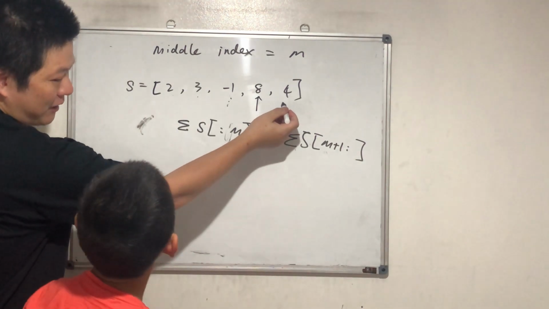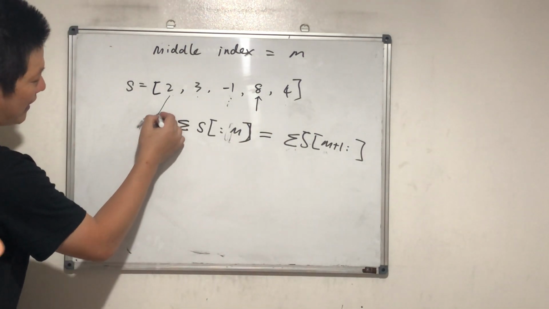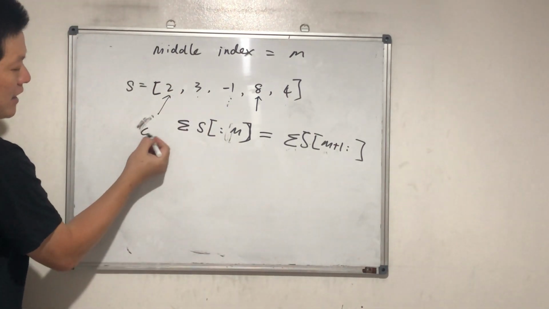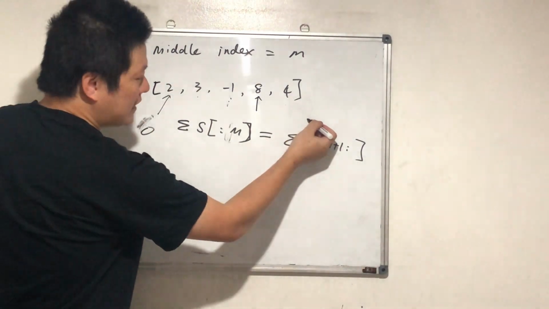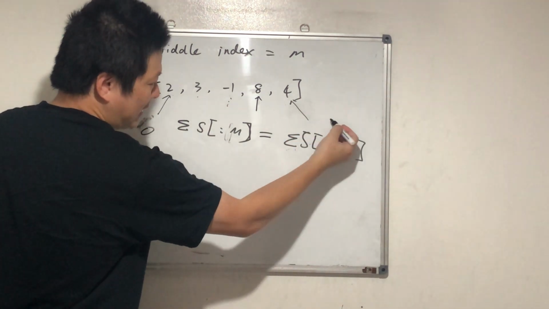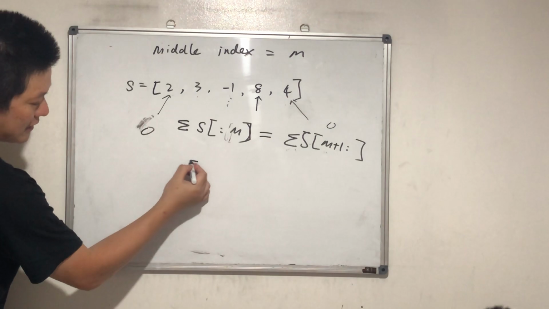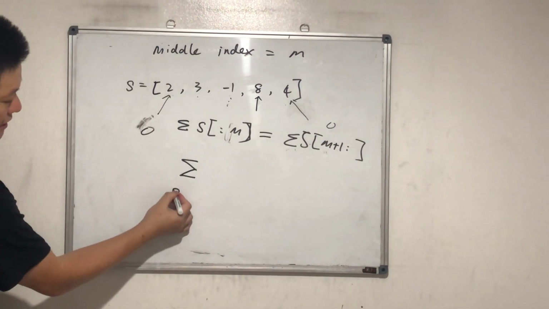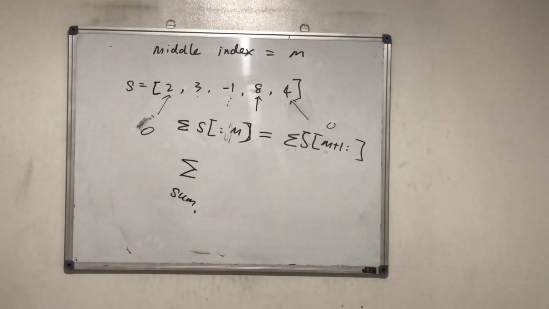And what's the rightmost part? 4. You can choose the meter index as the first one. In this case, the left sum will be 0. If you choose the last one as the meter index, the sum of the right part is 0. Remember this is the sum symbol, and in Python we can use this.